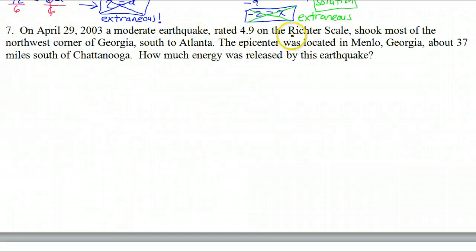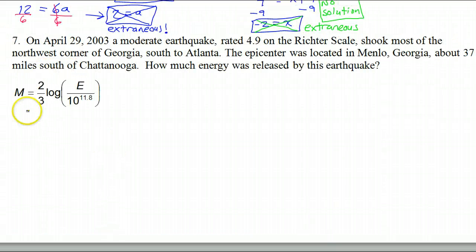Okay, this problem is talking about the Richter scale. So let's remember the Richter scale formula is the magnitude equals, well, there it is. There's the formula for the magnitude, where E is the amount of energy released by the earthquake in ergs. So anyway, a moderate earthquake rated 4.9 on the Richter scale. So that's the magnitude, guys. That's the M. Shook most of the northwest corner of Georgia, south to Atlanta. The epicenter was located, blah, blah, blah. How much energy was released by the earthquake?